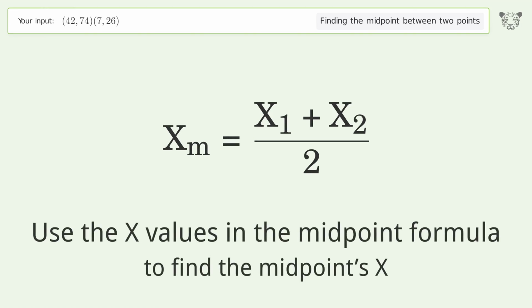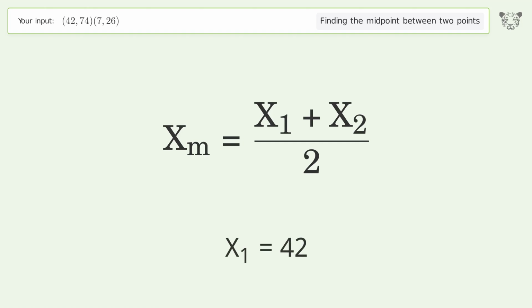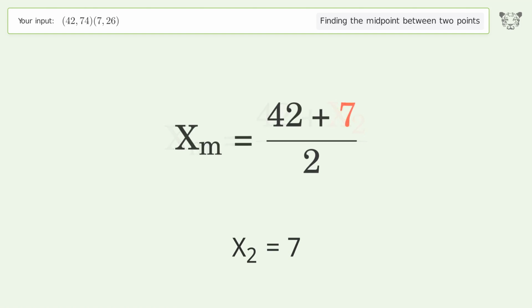Use the x values in the midpoint formula to find the midpoint's x. x1 equals 42. x2 equals 7. Simplify the arithmetic.